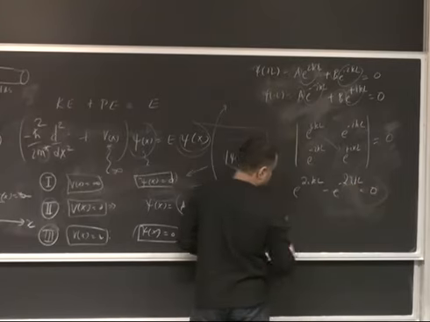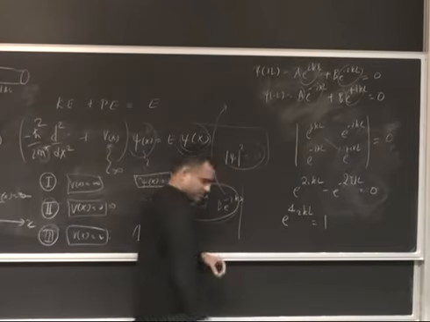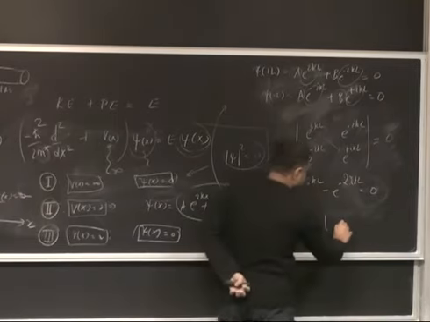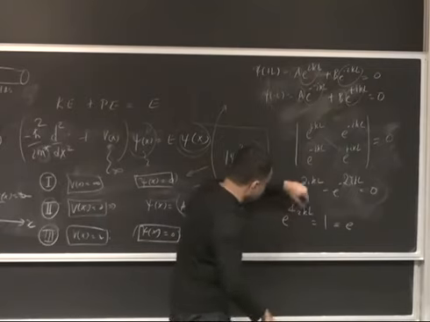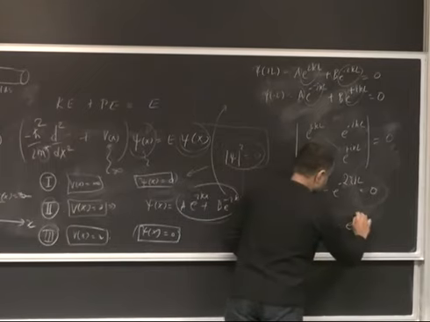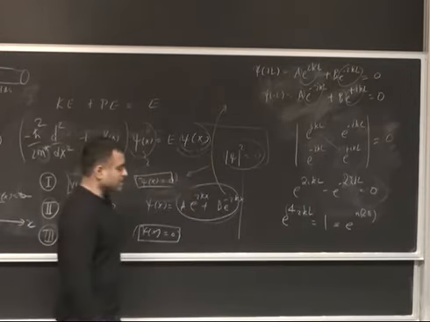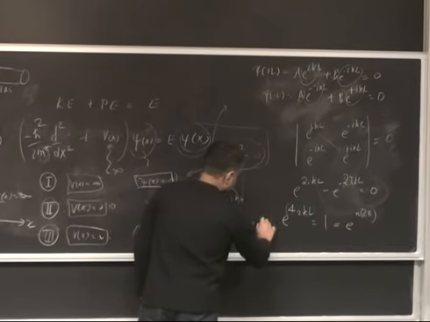End result of all that business is e to the power 4ikl is equal to 1. That's your solution, right? So that's basically telling you what k's will be allowed for this problem. And from complex analysis, from e to the power i theta, this is your phase. This must be equal to some integer times 2 pi.